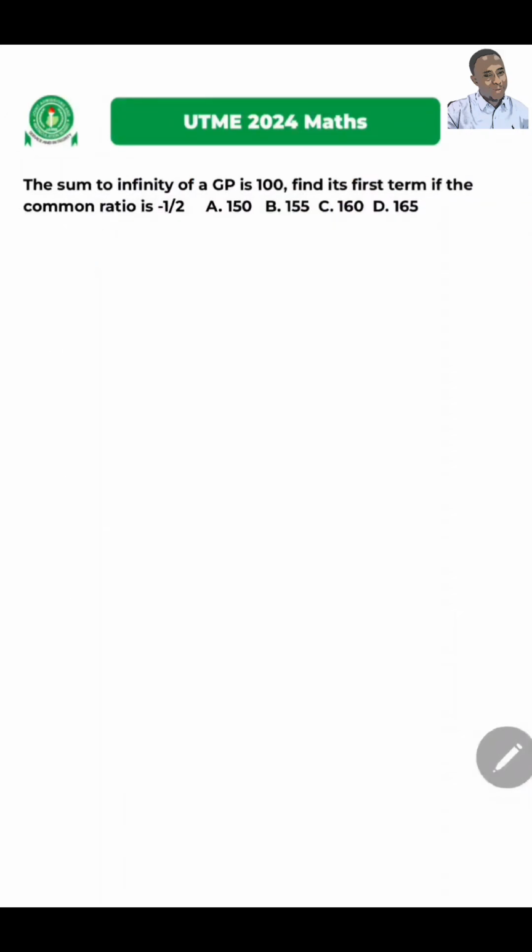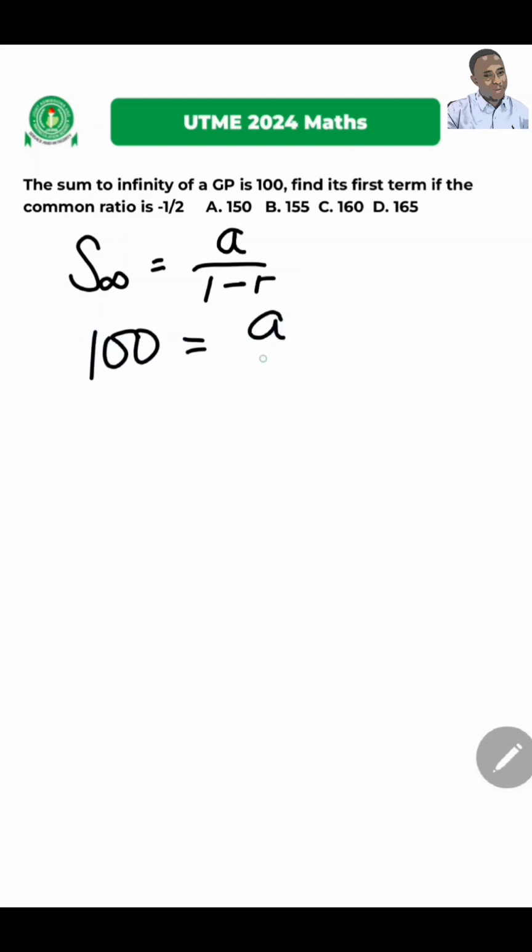The sum to infinity of a GP is 100. Find its first term if the common ratio is negative 1 over 2. How do we do this? Okay, so first is to remember the formula for sum to infinity, and that is the first term over 1 minus the common ratio. So if the sum to infinity is 100, we're looking for the first term, then 1 minus the common ratio, which is negative 1 over 2.